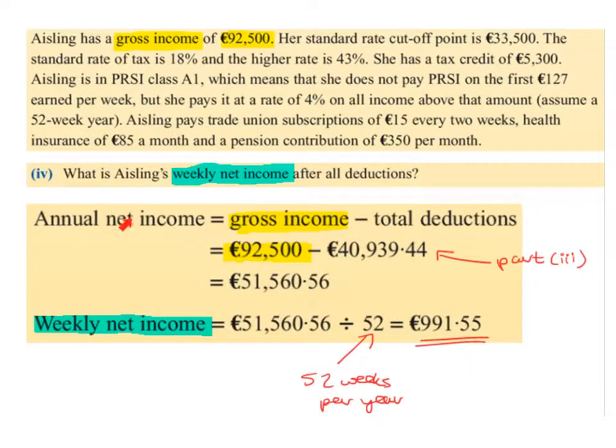So that's her net income per year, annual. Net income is how much she actually goes home with. And to work out her weekly net income, we divide that by 52, because there's 52 weeks in a year, leaving us with €991.55.